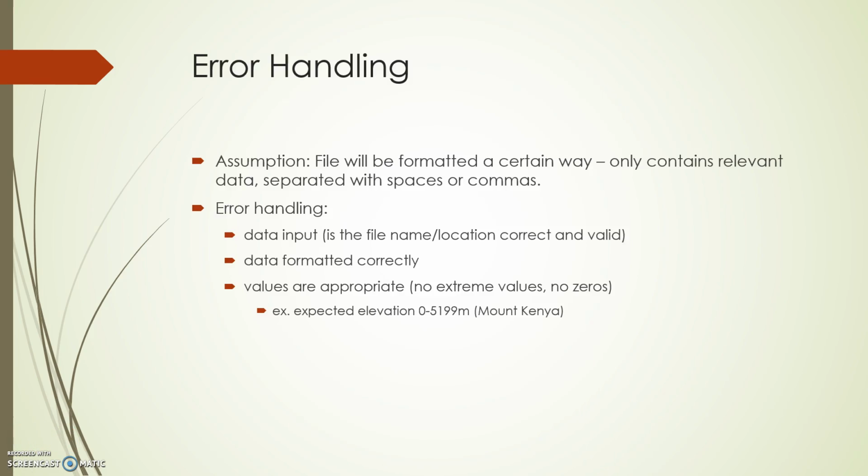Okay, for error handling, our assumption is the file will be formatted a certain way. It only contains relevant data separated with spaces and commas. For error handling, data input is the file name location. Make sure it's correct and valid. The data is formatted correctly. Values are appropriate, no extreme values, no zeros. For example, sea level is 0, of course, and then Mount Kenya is 5,199 meters above sea level, so as long as it's within that range, we know that we're working with good material.